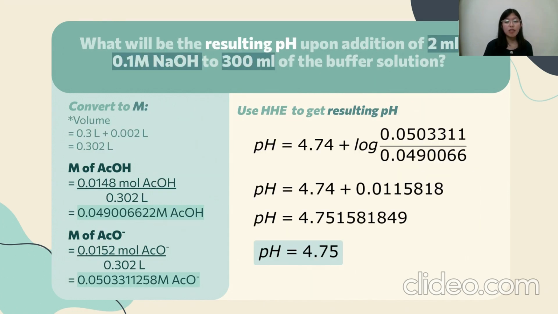After this, we convert moles back to concentration. Note that with the addition of 2 mL of sodium hydroxide, the new total volume of the solution is 302 mL or 0.302 liters. So to get the concentration of acetic acid and acetate, we divide the values we computed earlier by 0.302 liters to get the concentrations shown on the screen. And lastly, to get the resulting pH of the solution, we use the Henderson-Hasselbalch equation using 4.74 as our pKa and plugging the computed concentrations into the equation. With that, we get a final pH of 4.75.